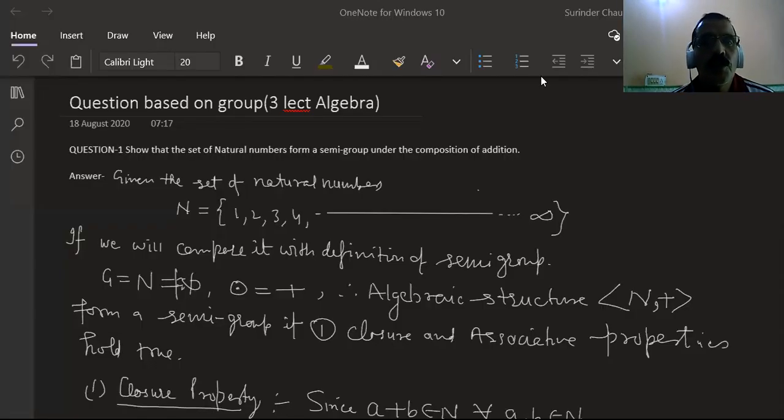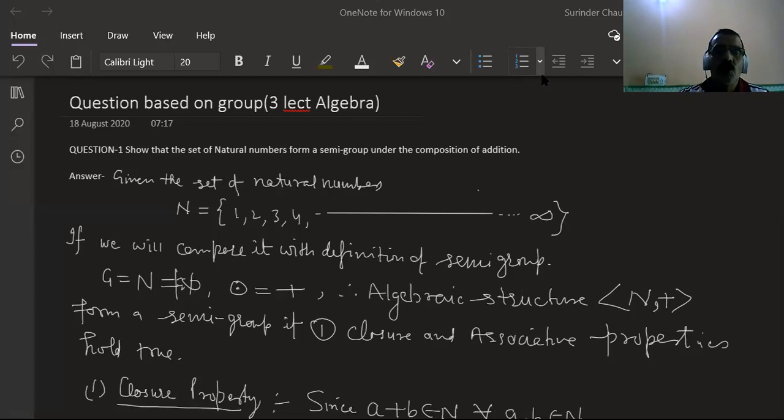Hello students, in the previous lecture we had discussed the definition of groupoid, semigroup, monoid, group, abelian group and non-abelian group or non-commutative group.